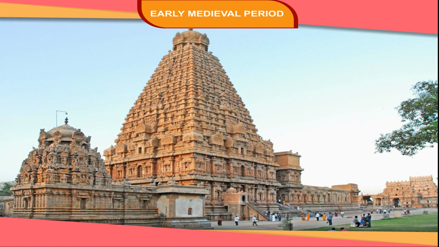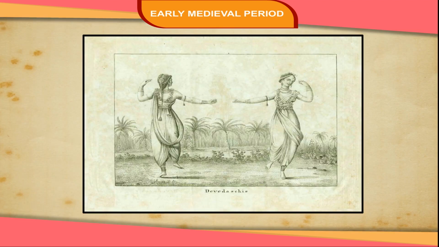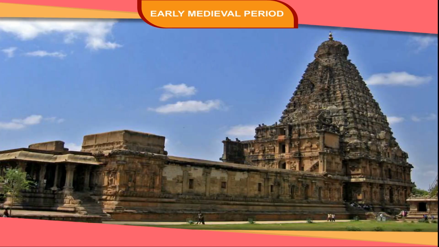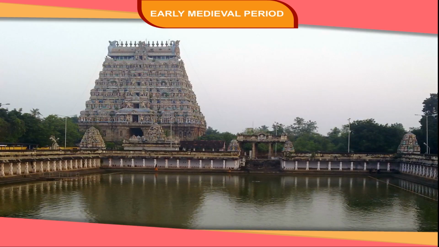Temples became not only the place of worship but also the center of entertainment. It was in the South Indian temples that Bharatnatyam dance began. Dancing girls were known as Devadasis, who learned and performed in the temples. Exquisite temples like Brihadeshwara Temple at Tanjavur and the Nataraj Temple at Chidambaram were constructed during the Chola period.